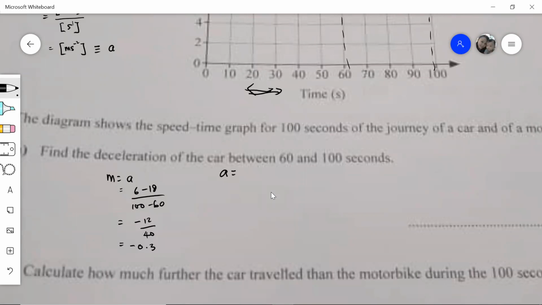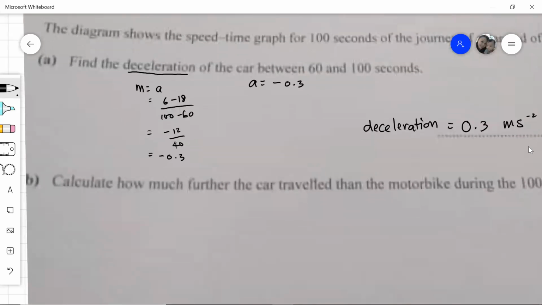Our acceleration equals negative 0.3. So the negative indicates that this is a deceleration. The question says in words, finding the deceleration, so we just give the positive value. Maybe if you're not confident enough, you just write deceleration equals 0.3 meters per second squared. Okay, so this is how we find the answer for part A.